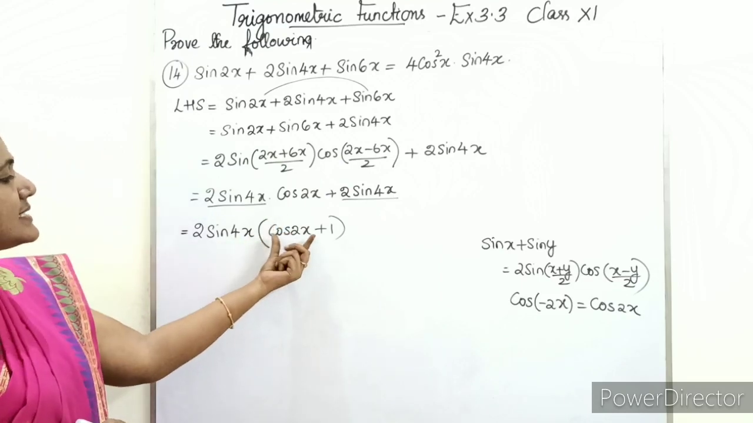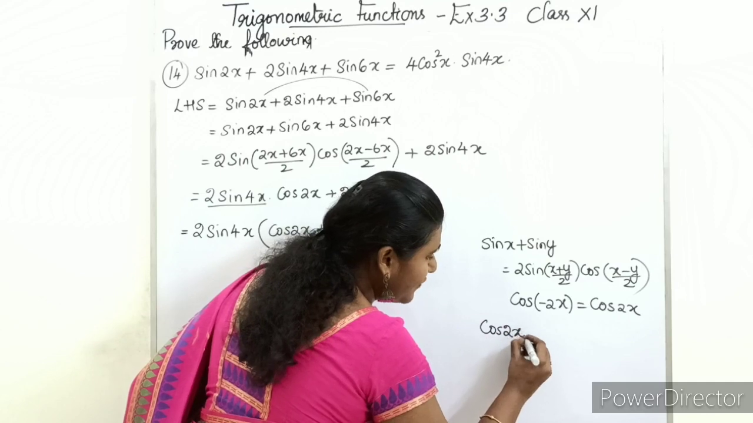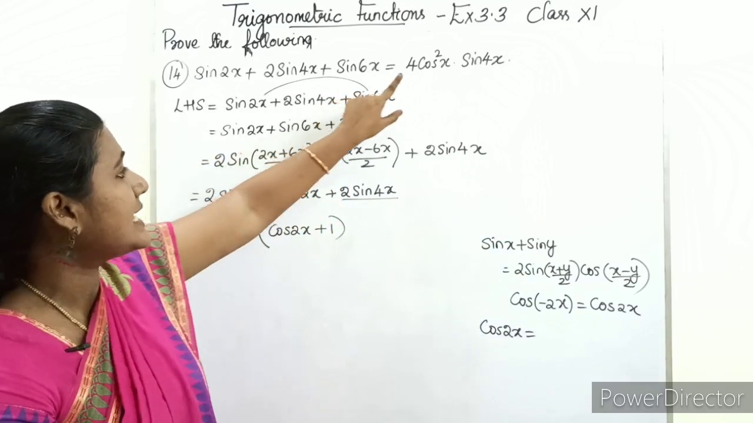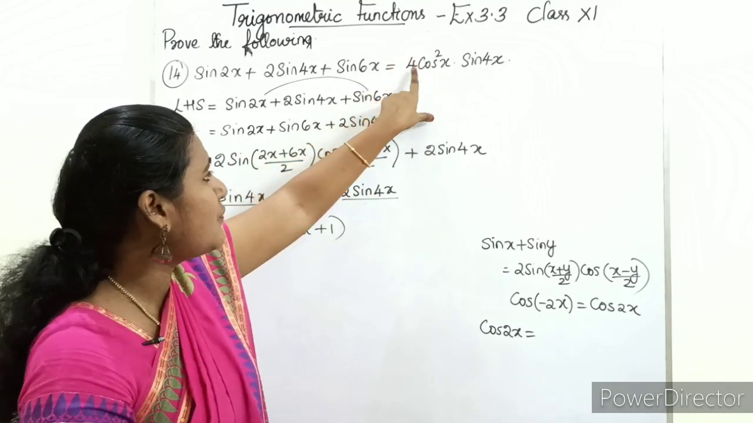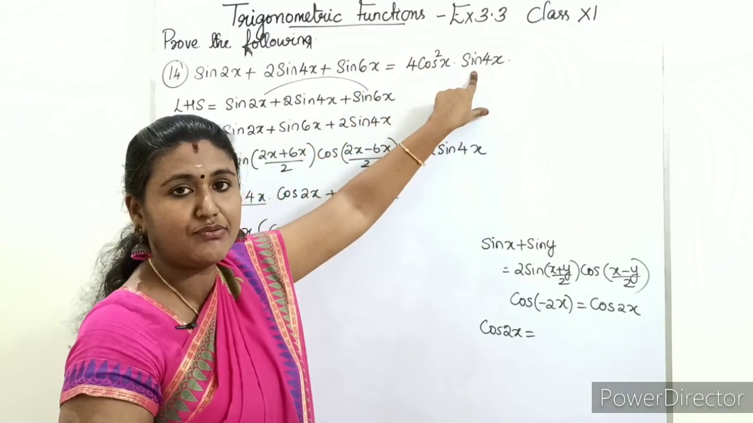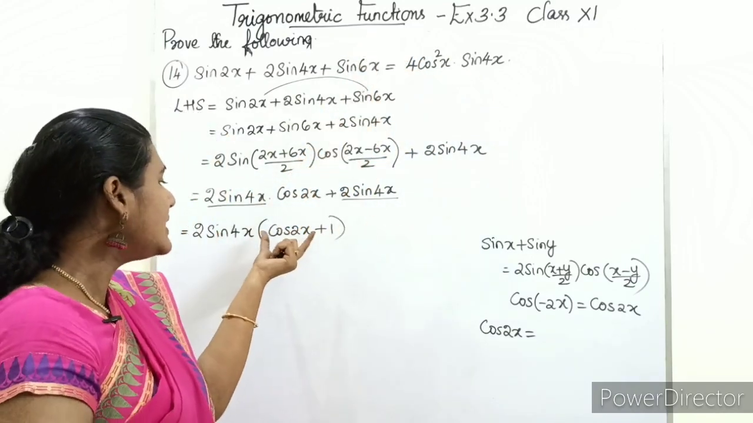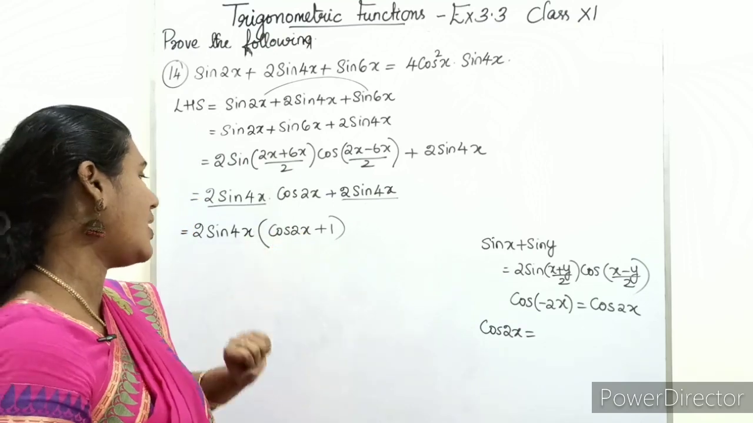Okay, so what is this formula? Cos 2x. We have many formulas we have studied for cos 2x. So which formula do we have to use? See the answer. What answer we should get? 2 sin x, 4 cos square x into sin 4x. So you need cos square. So what you have to do? This cos 2x formula in terms of cos square you have to write.